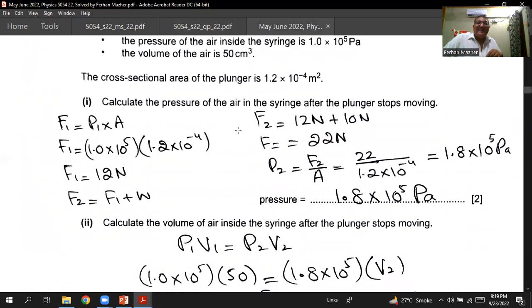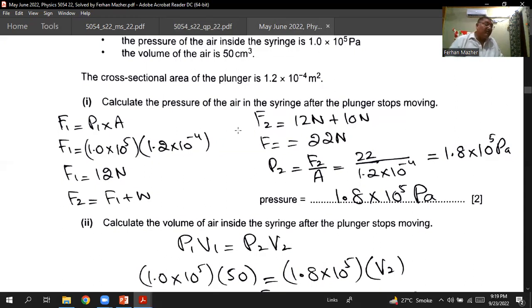You see, the force 1 will be equal to the pressure 1 multiplied by the cross-sectional area. The pressure 1 is 1 expo 5 Pascal. The cross-sectional area is 1.2 expo minus 4 meter square. So just multiply them on the calculator, you will get 12 Newton. So that's the force which was acting. So the F2 will be F1 plus the weight you added. That will be 12 Newton plus the 10 Newton. That will become 22 Newton.